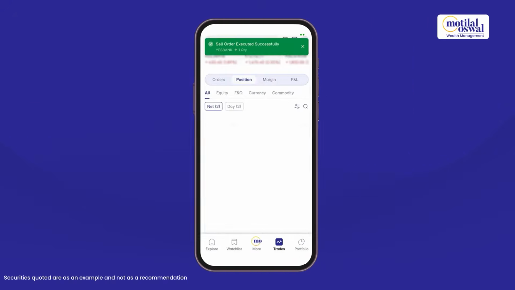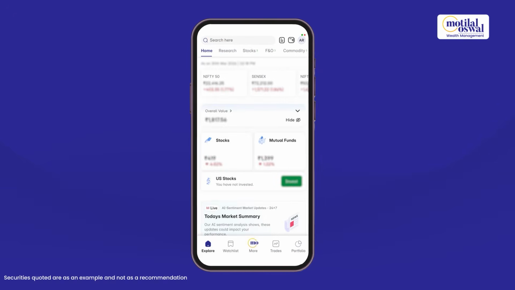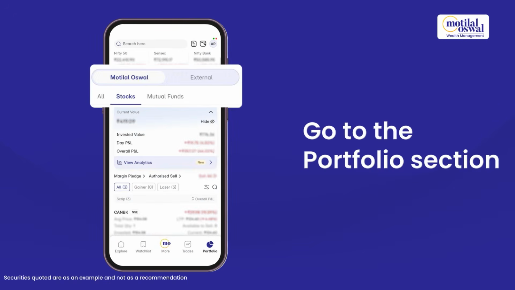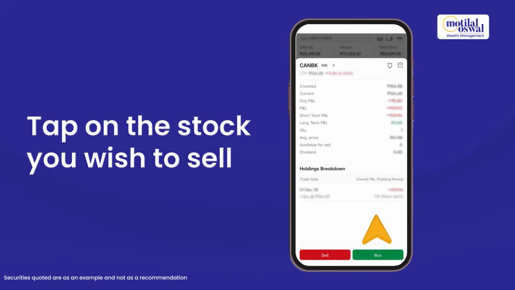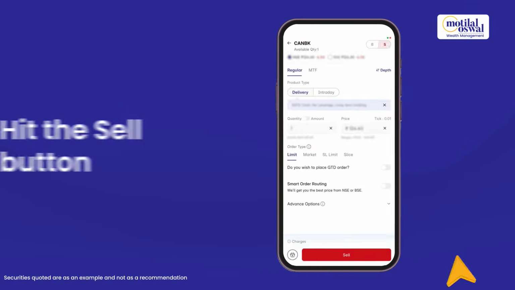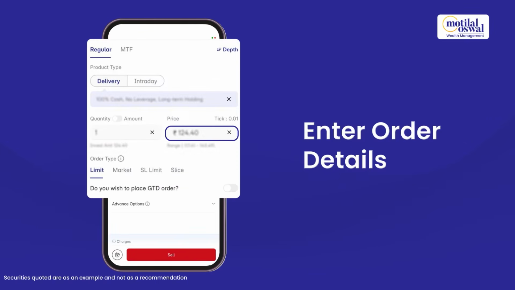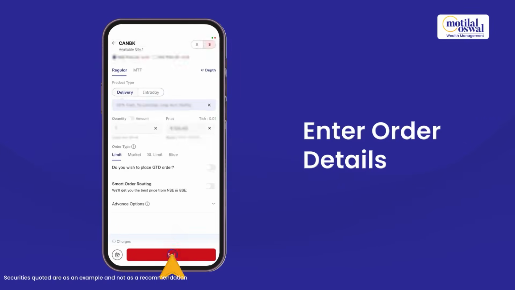On the other hand, if you hold stocks in your portfolio, go to the Portfolio section and select Stocks from the list of asset classes. Tap on the stock you wish to sell, hit the Sell button, and then enter your preferred quantity, price, and order type before confirming the order.